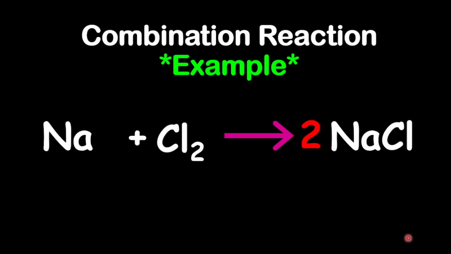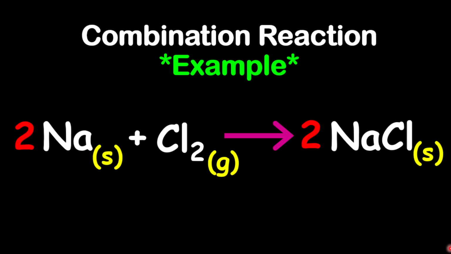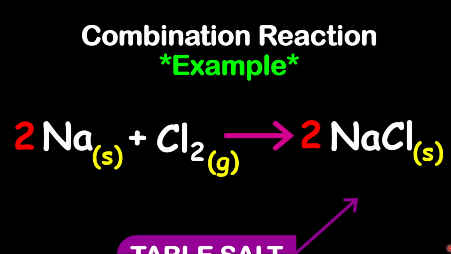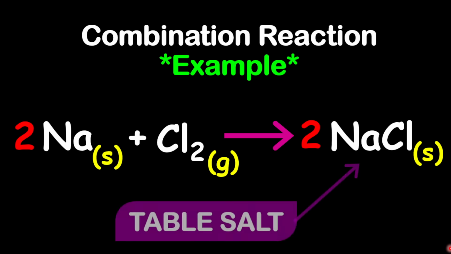So of course, we're going to put 2 in front of NaCl to make it 2NaCl, then 2 in front of Na and 2 in front of Cl. So we have 2 of everything on either side. Sodium is a solid, chlorine is a gas, and NaCl is also a solid, which is salt. That's table salt, the salt that you eat or cook with.